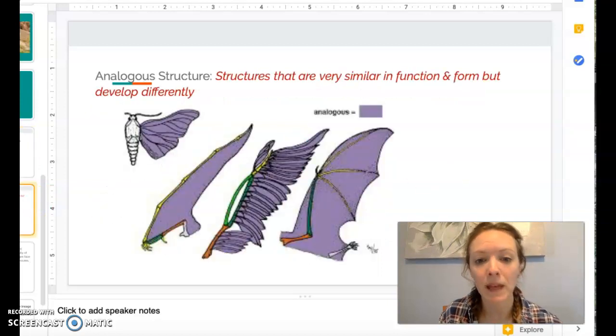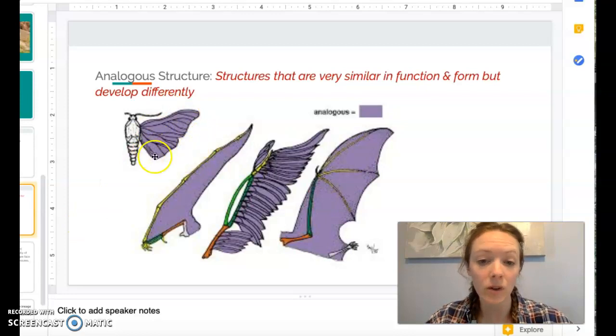Another structure I'm asking you to focus on is analogous structure. These are structures that are very similar in function and form, but develop differently. So we have 4 different types of wings here. They're all wings, they're all used the same, so they have the same function, but their structures are different.